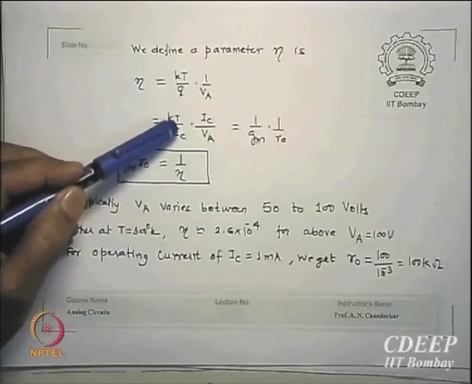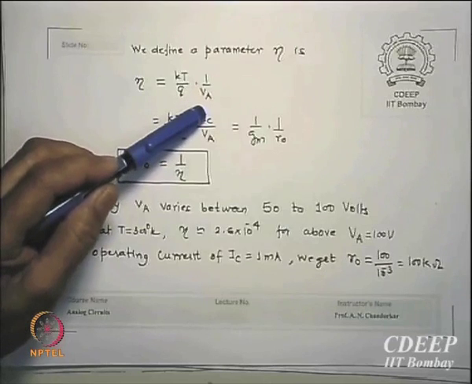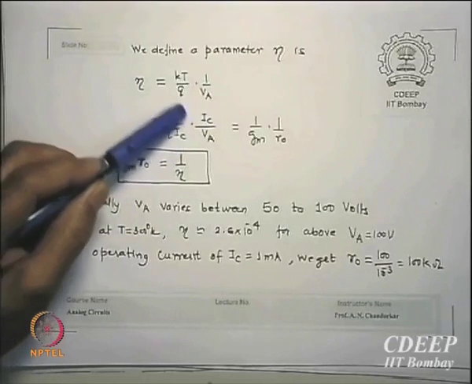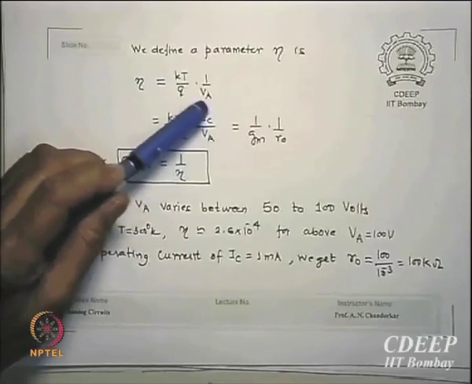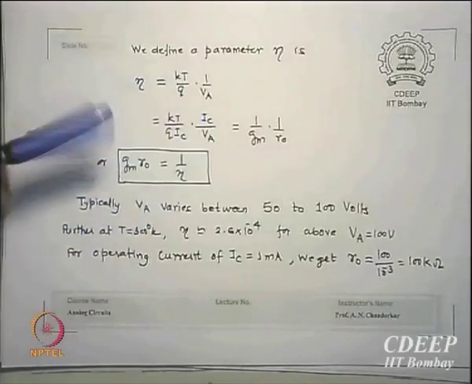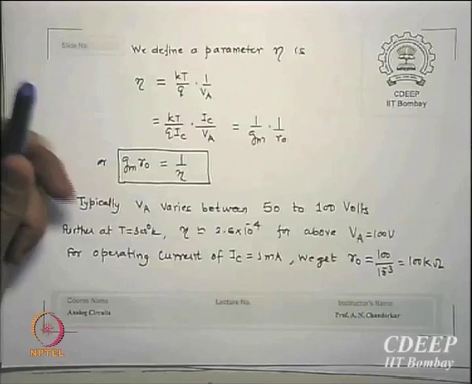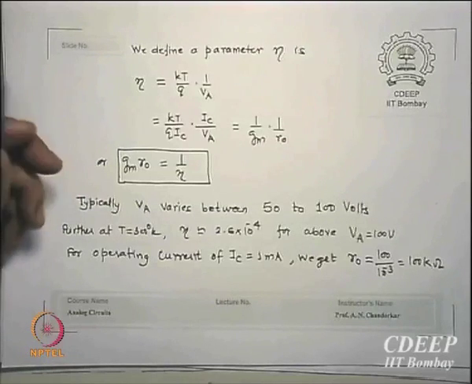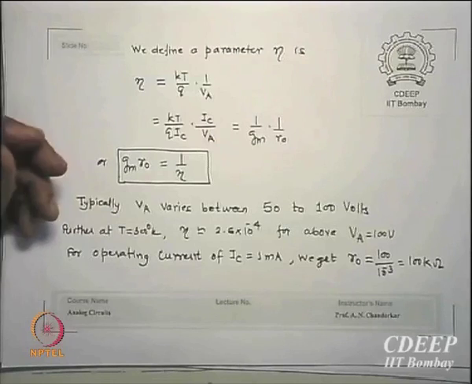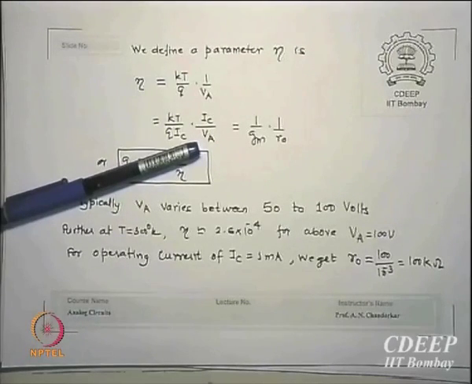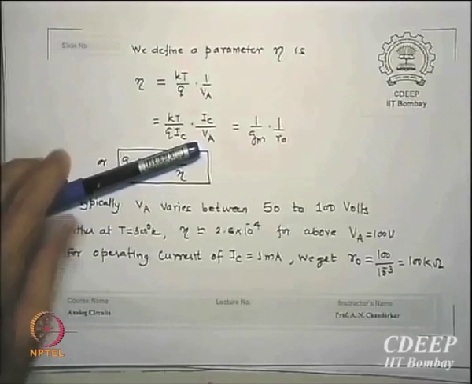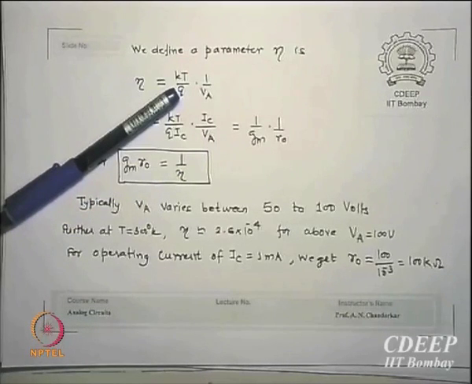kT by q, one IC placed here, one IC placed above. Same, right? But this is 1 upon gm, this is 1 upon r0. So gm r0 is a figure of merit, eta. gm r0 is 1 upon eta, a figure of merit for a transistor. Is that clear to you, everyone? See, IC will decide gm and IC will also decide r0. Is that correct? Therefore, gm times r0 is a figure of merit. It is 1 upon eta.